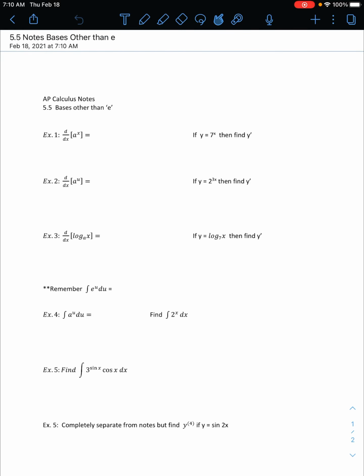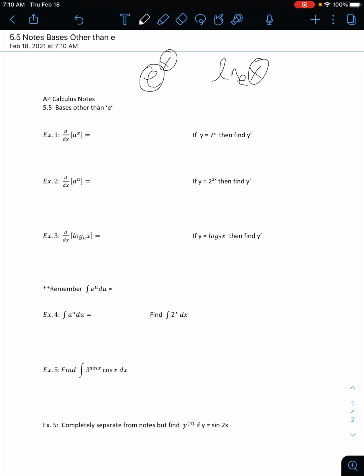Hey guys, so last time we talked about e to the x, and how to find the derivative of e to the x. We talked about how to find the derivative of natural log of x, and if you had something in there like x squared, we talked about chain rule and things like that. We talked about integrating. Well, everything we did was base e. When we have natural log, we have a log with base e.